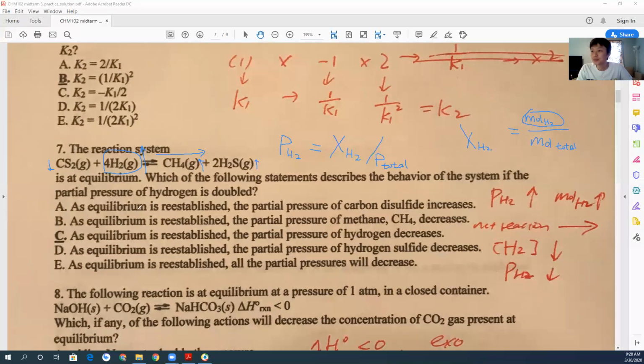So CS2 and hydrogen, during the net reaction, their concentrations will decrease, and for CH4 and H2S, their concentrations will increase. So C will be the correct answer.